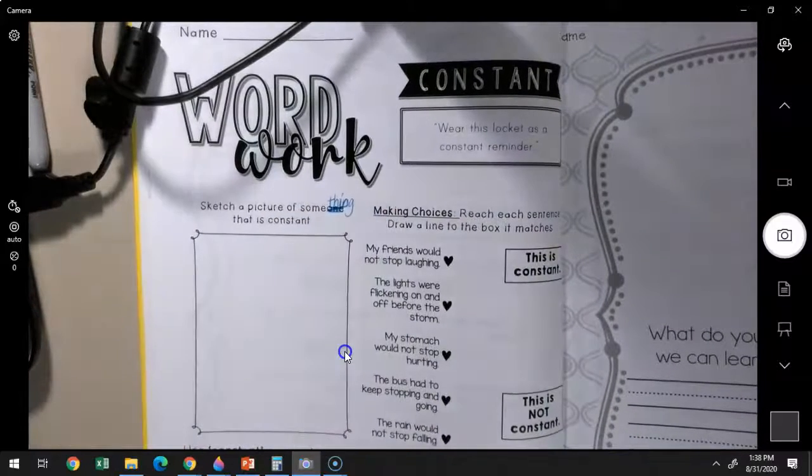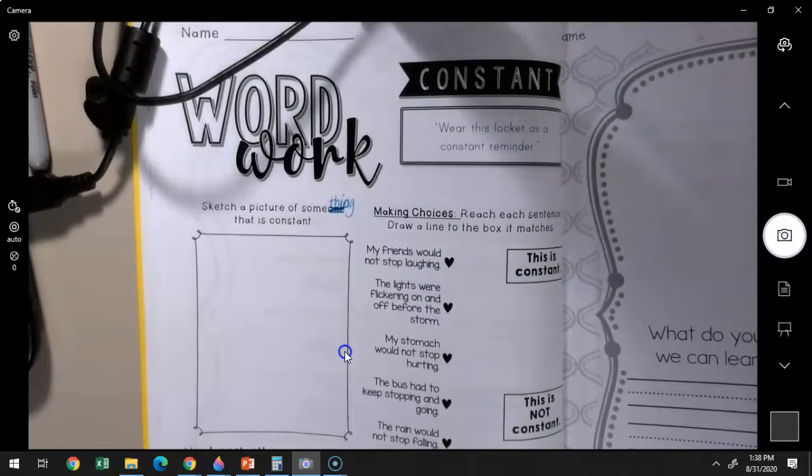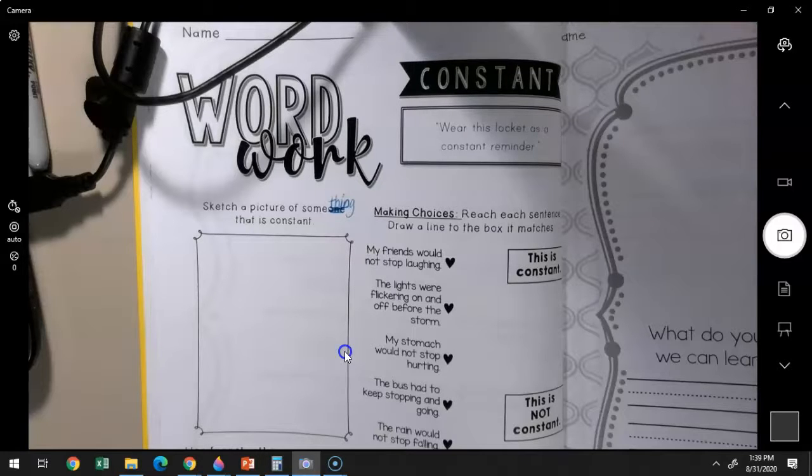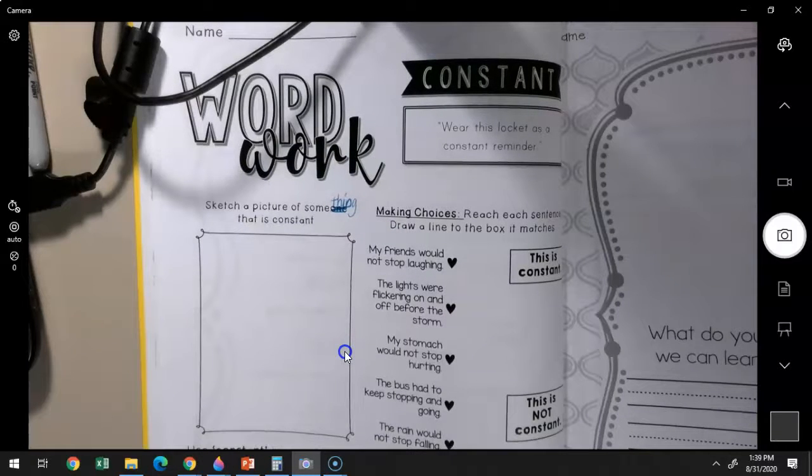So I want you to think of something that is constant, that happens all the time, over and over again. Like the noise in the cafeteria, obviously that doesn't happen all day long, but when people are in there, it sounds constant. And believe me, I have had my share of lunch duty, and it is constant all the time. It doesn't stop. So think of something and sketch your something here in this box. Something that's constant.